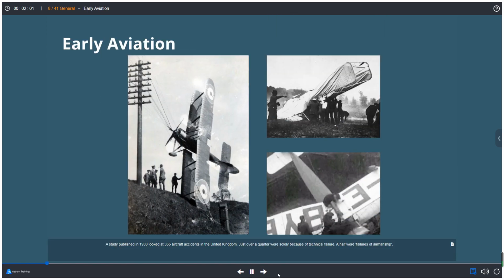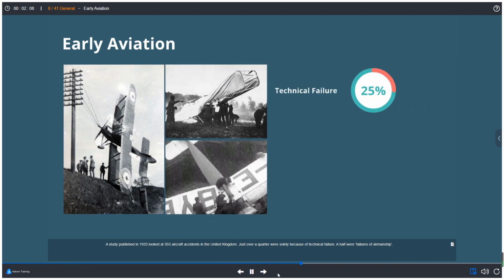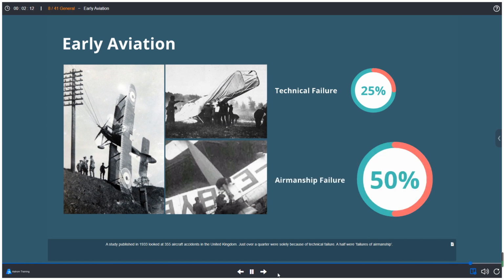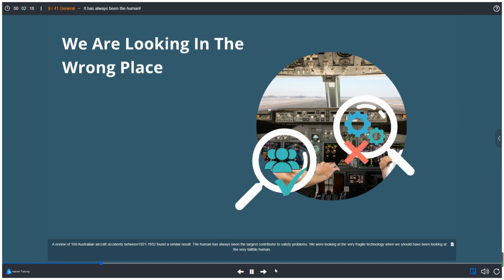A study published in 1933 looked at 355 aircraft accidents in the United Kingdom. Just over a quarter were solely because of technical failure. A half were failures of airmanship. A review of 100 Australian aircraft accidents between 1921 and 1932 found a similar result. The human has always been the largest contributor to safety problems. We were looking at the very fragile technology when we should have been looking at the very fallible human.